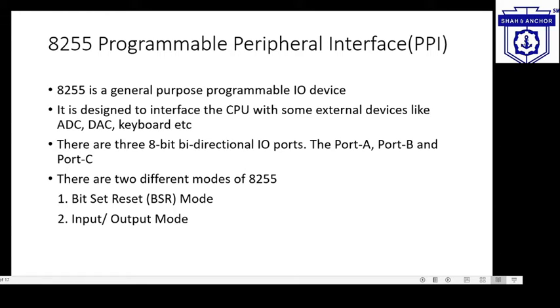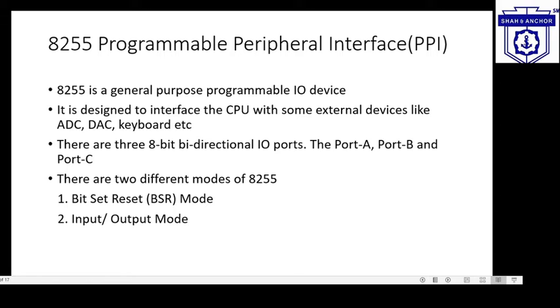So 8255 is PPI. What does PPI stand for? Programmable Peripheral Interface. It is designed to interface the CPU, meaning the processor, with some external devices like keyboard, ADC, DAC. What does ADC stand for? Analog to digital converter. What does DAC stand for? Digital to analog converter. So whenever we want to connect external devices like keyboard, ADC or DAC, we will use 8255. That's why it is called Programmable Peripheral Interface.